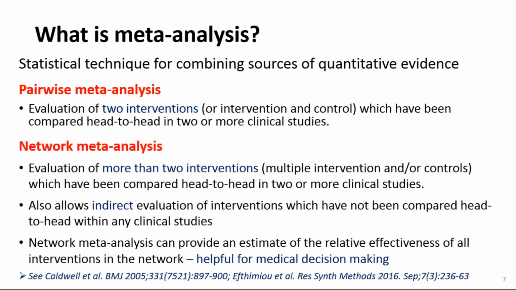And then also network meta-analysis, which is an extension of the traditional pairwise meta-analysis to allow more than 2 interventions or multiple interventions, multiple controls, to be included and combined where there's more than 2 studies looking at those interventions. The benefit of network meta-analysis is this also allows indirect evaluation of interventions which have not been compared head-to-head in any clinical studies. So actually this technique allows us by statistical methods to have an estimate of the relative effectiveness of all interventions in the network without actually having to conduct new studies. So this is very helpful for decision making.